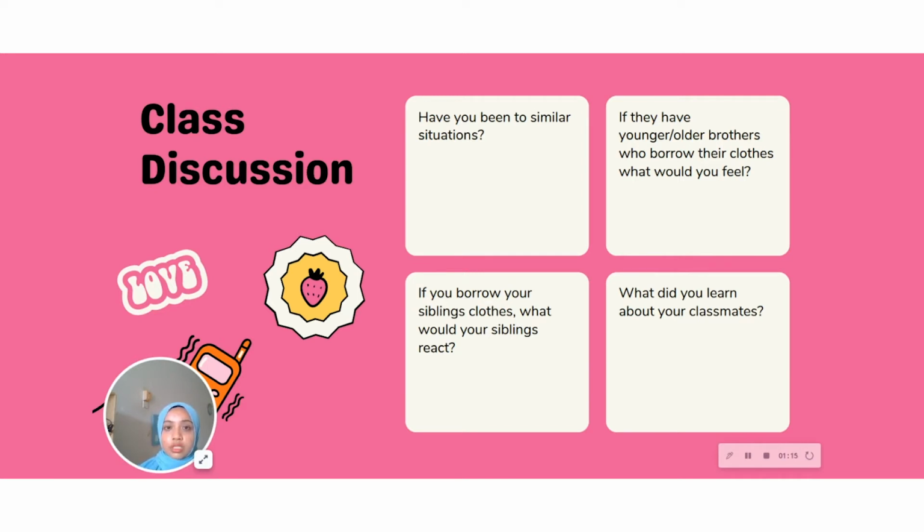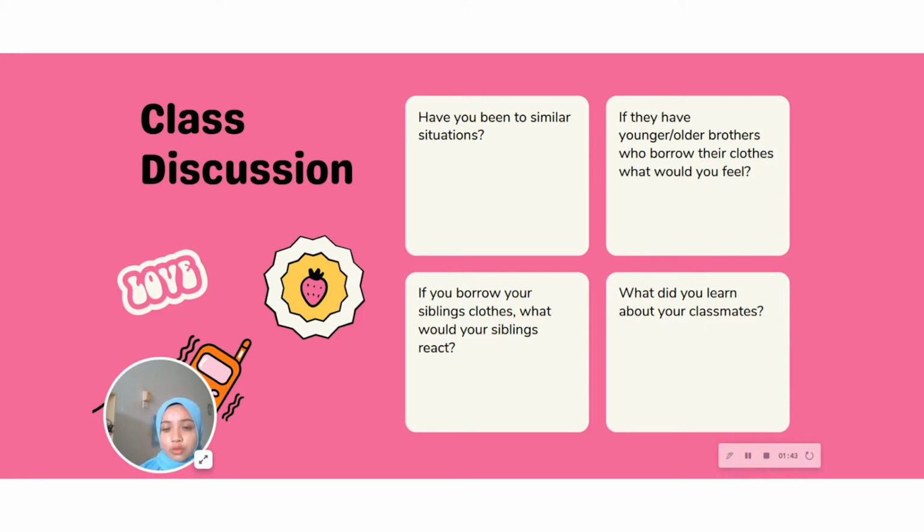For example, have you been in a similar situation? I will say yes, I have been in a similar situation. If I have a younger or older brother or sister who borrows my clothes, how would I feel? I do have an older sister, and sometimes we share our clothes, because even though I'm much bigger than my older sister, we always share. But sometimes we fight, of course.